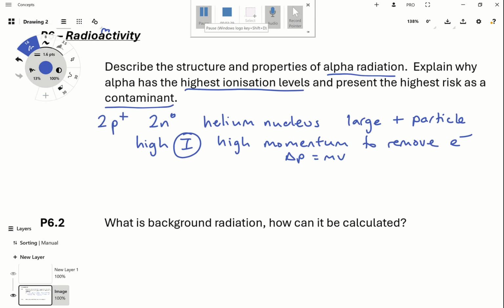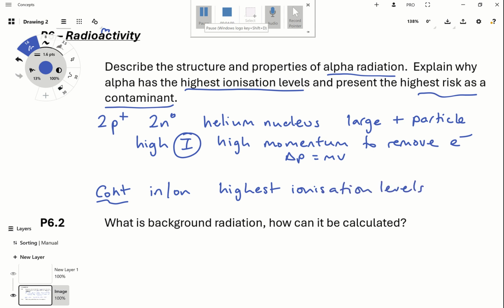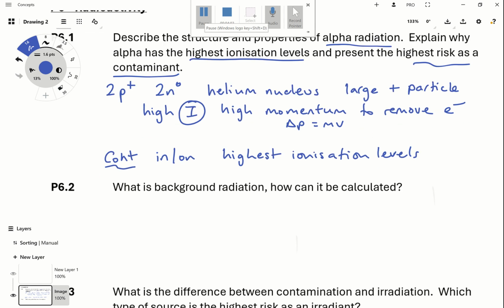And the next thing we just got to do is just summarise why is it a highest risk as a contaminant. So we have to say that, well, a contaminant is when the source is in or on you. And the reason it's the highest risk as a contaminant is it's because it's got the highest ionisation levels, and that links everything all together.